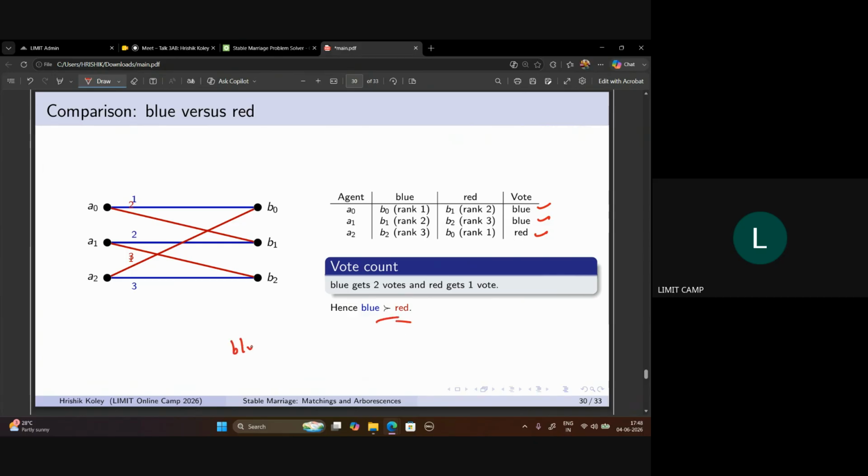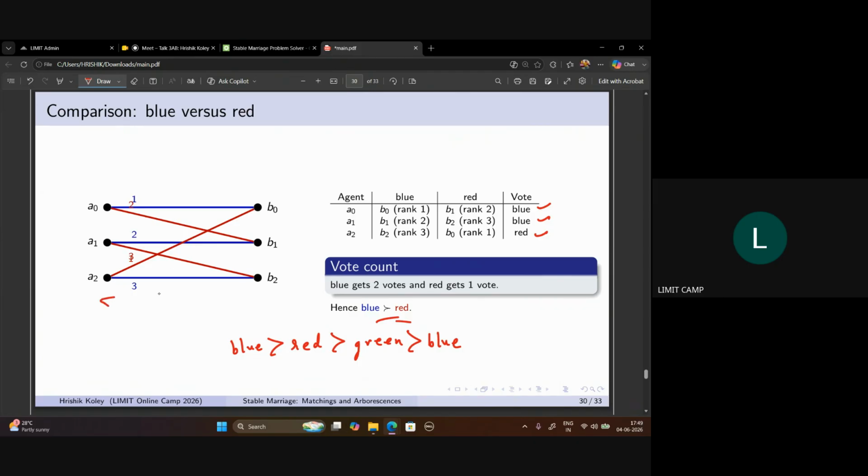So what you essentially get is that blue is more popular than red, which is more popular than green, which is more popular than blue. And this goes on in a cycle. So you can never reach a popular matching. And mind you, in the case where both sides have preferences, you would always reach a popular matching, which would be your stable matching.